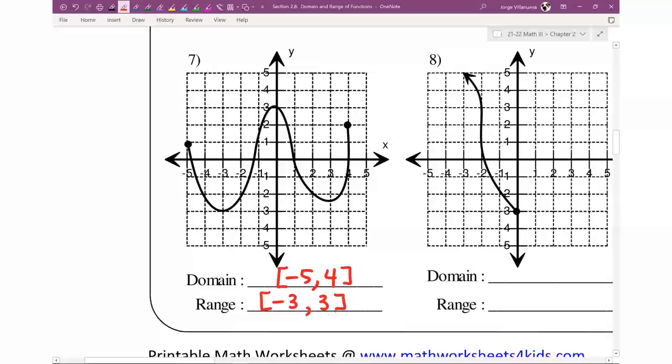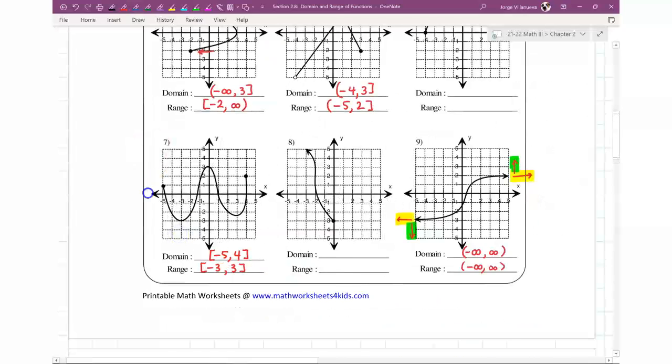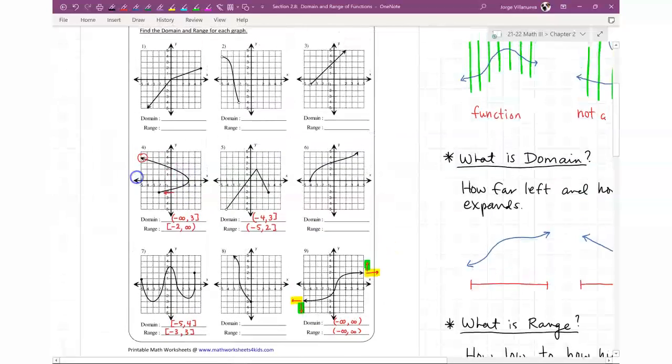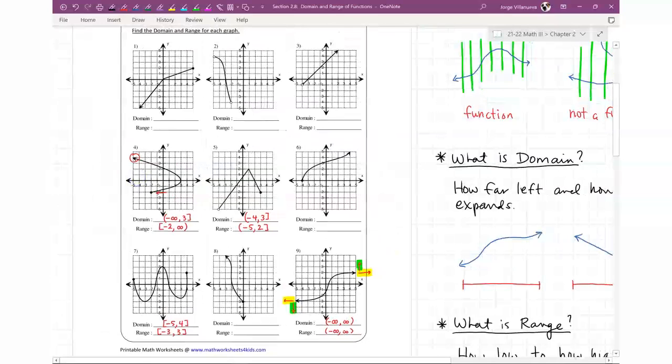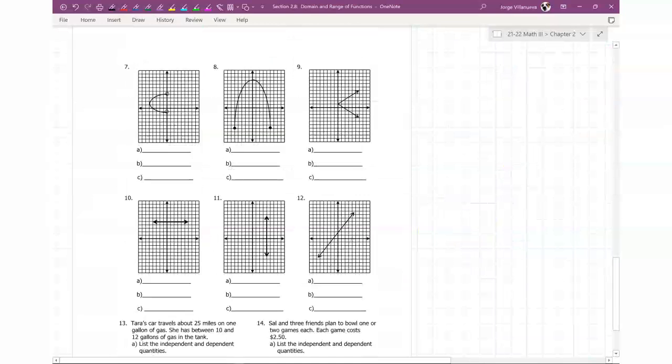Okay? So yeah, these are weird looking graphs and stuff, but the work you're doing is not like, okay, let's calculate stuff. You're basically just trying to write how far left does it go, how far right does it go, how low does it go, how high does it go. Make sure you guys keep your numbers in order. In other words, smaller numbers go first, bigger numbers go second, okay? If you write infinity, it should be negative infinity to infinity, right? Stuff like that. I think that's basically all I wanted to go over with you guys.